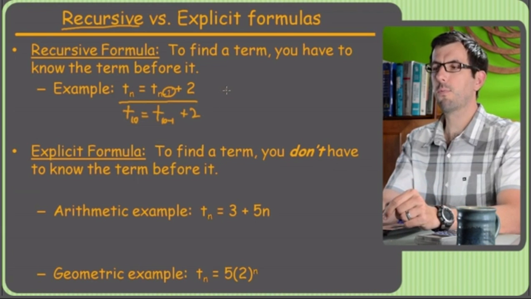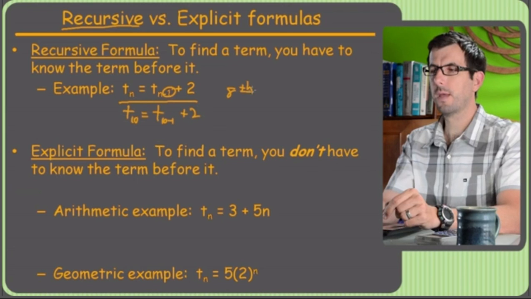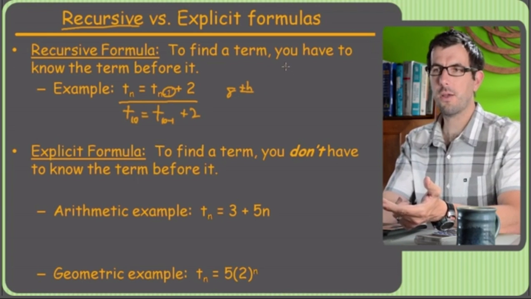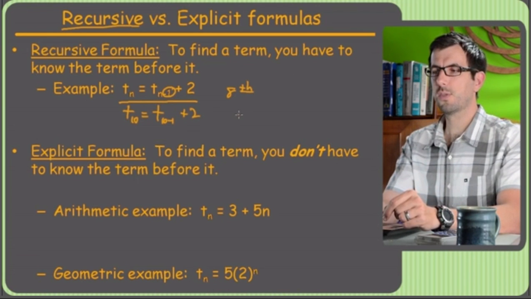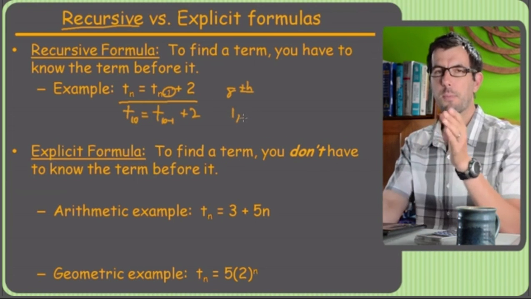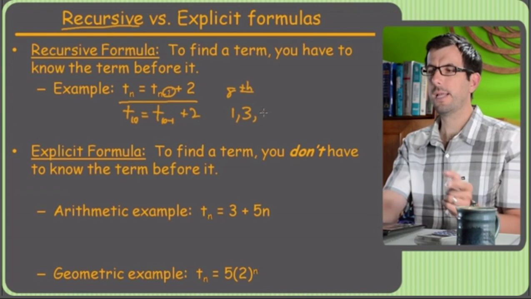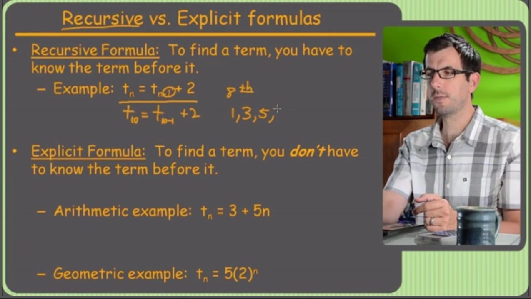So if somebody asked me, hey, what's the 8th term of the sequence with this rule, t sub n equals t sub n minus 1 plus 2, I'd have to say, I don't know, what's the 7th? And they'd say, I don't know. Maybe they'll give you the first term. So if they told you the first term was 1, okay. If I want to get the 8th term, I have to come up with all the terms in between. I have to go 1 and add 2 to that, add 2 to that. So you notice I'm counting by 2's.